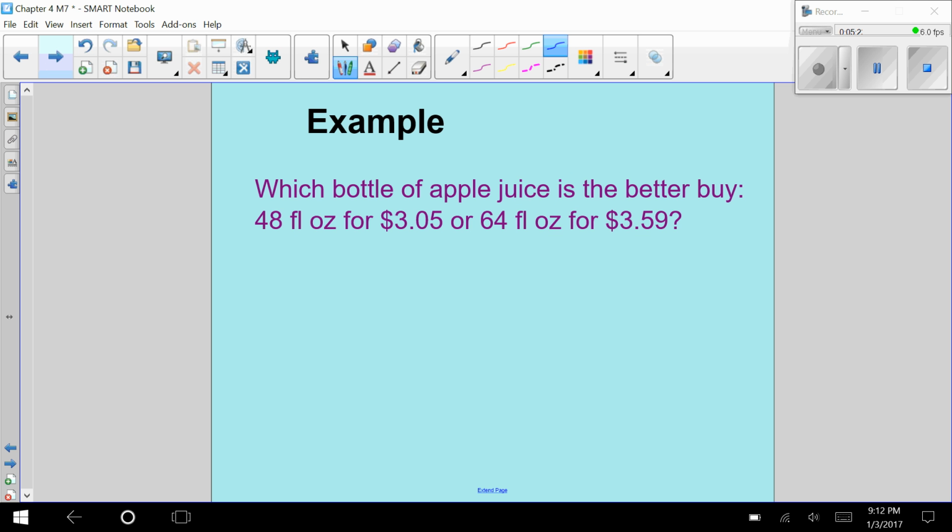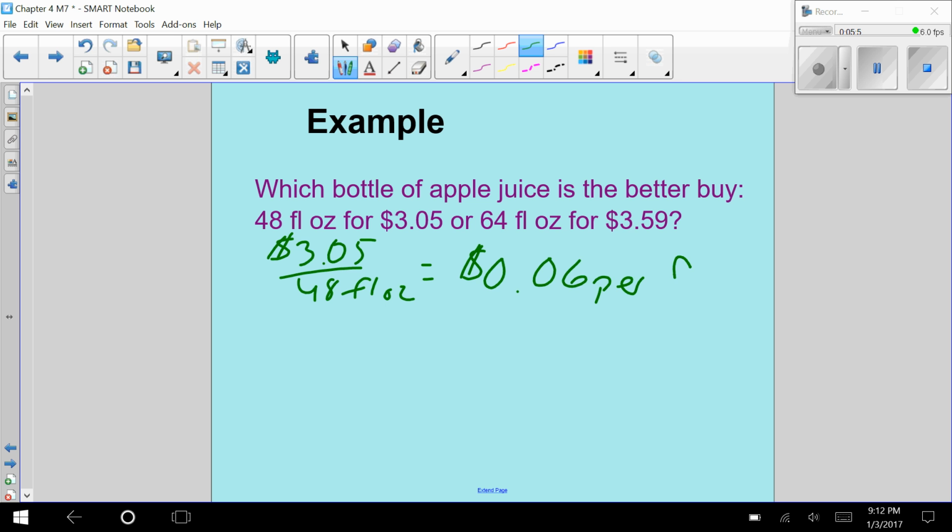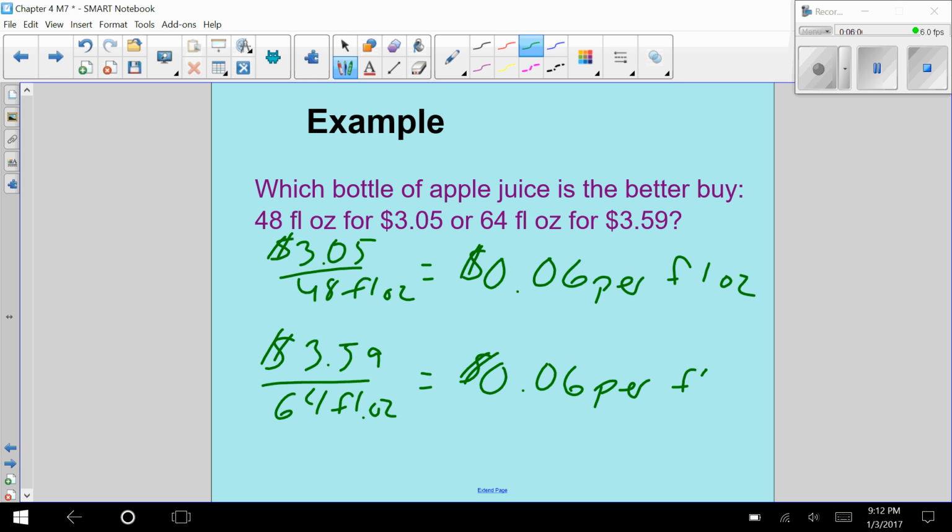So try this one. Which bottle of apple juice is the better buy? 48 fluid ounces for $3.05 or 64 fluid ounces for $3.59. All right, to do this one, let's try the 48 ounce first. We'll take $3.05 divided by 48 fluid ounces. 3.05 divided by 48 is 6 cents per fluid ounce. Now we take the other one, 3.59 divided by 64 fluid ounces, and we get 6 cents per fluid ounce.